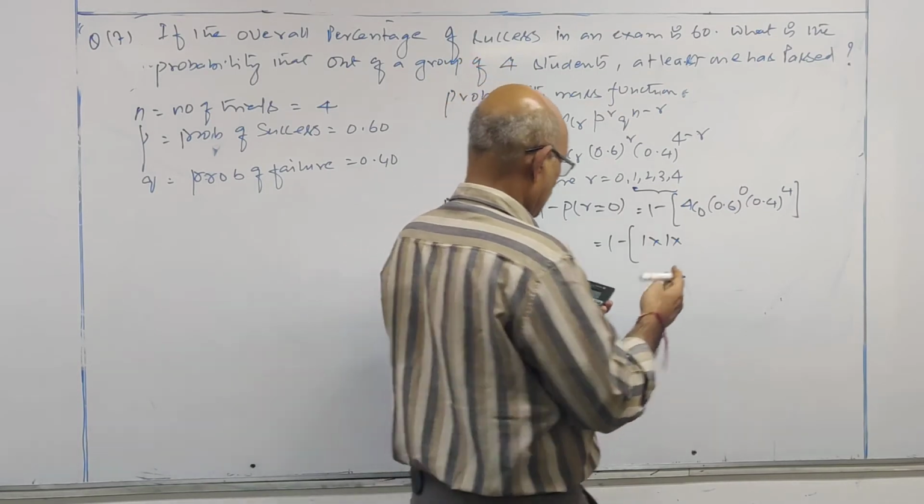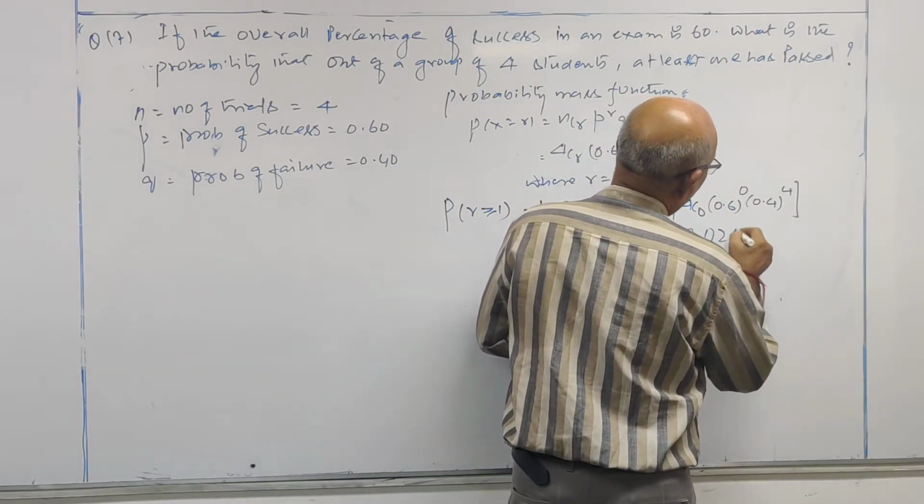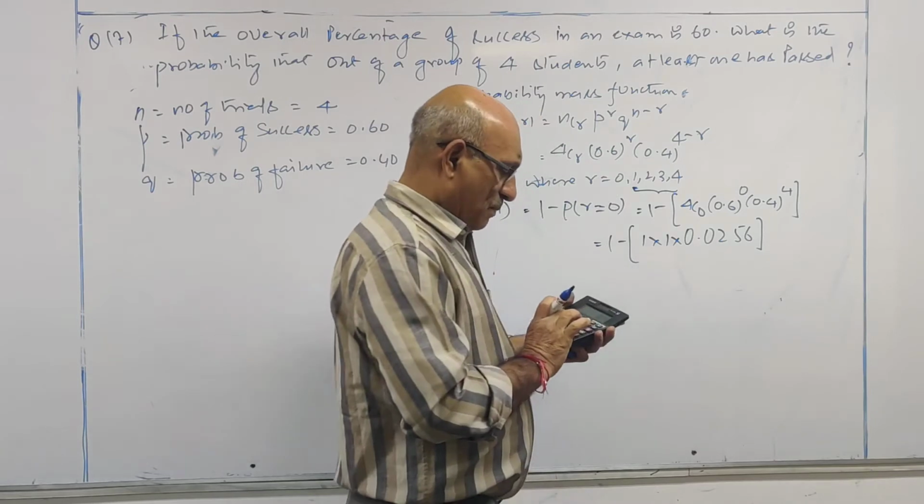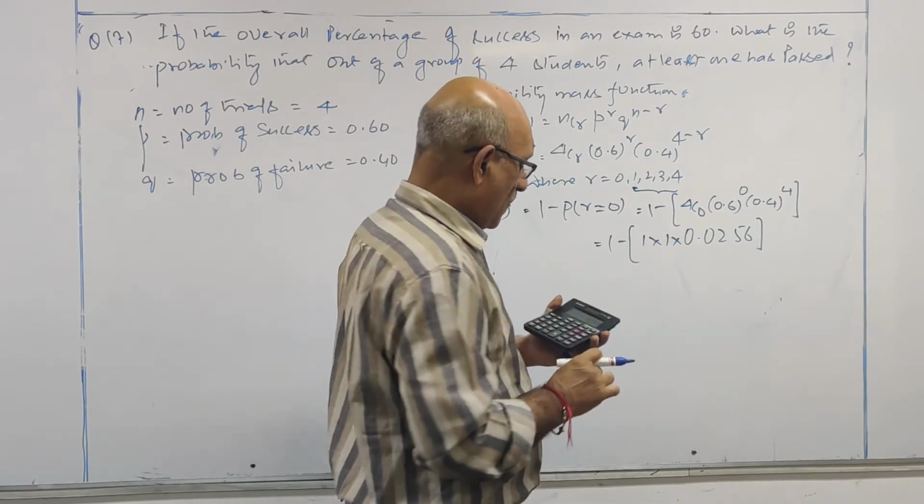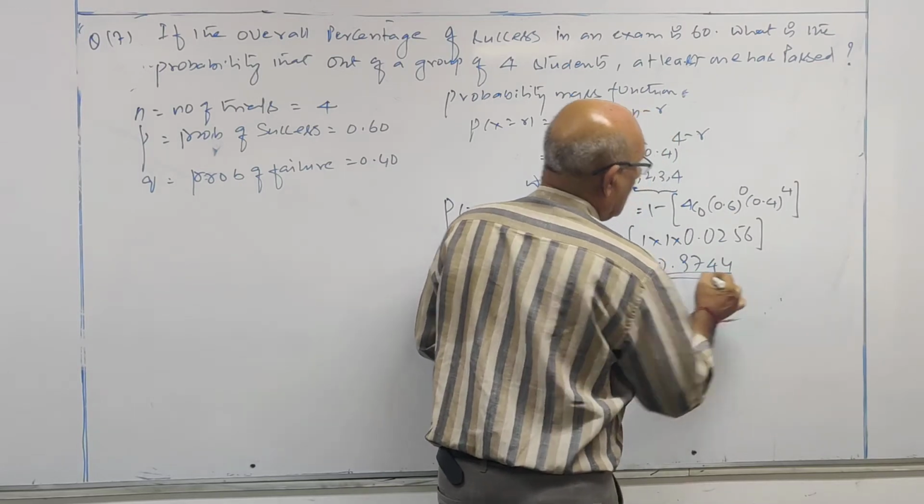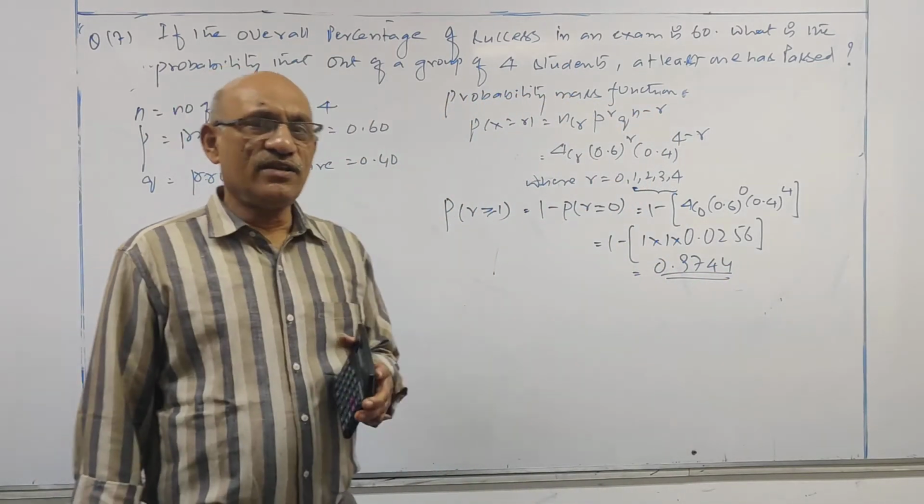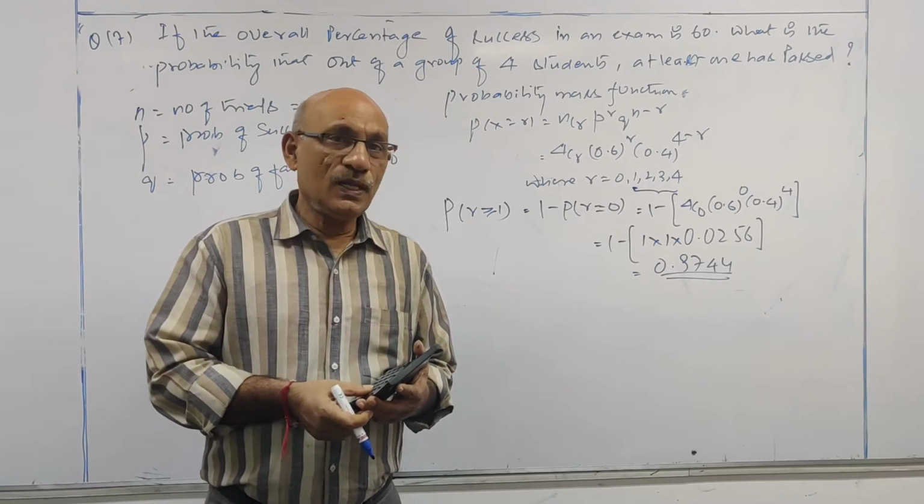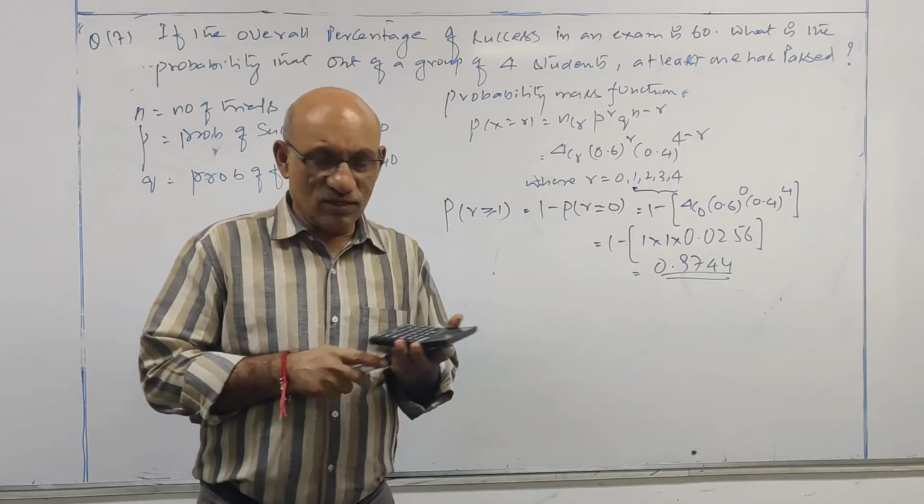0.0256. 1 minus 0.0256 is equal to 0.9744. What is the answer? 0.9744. Okay, this is the answer to the given question.